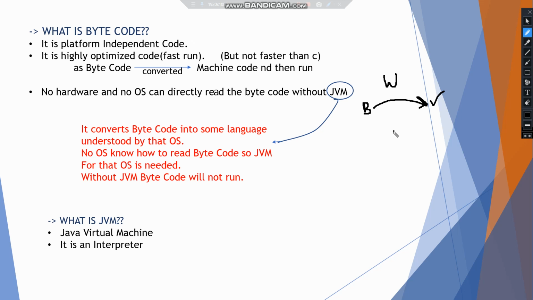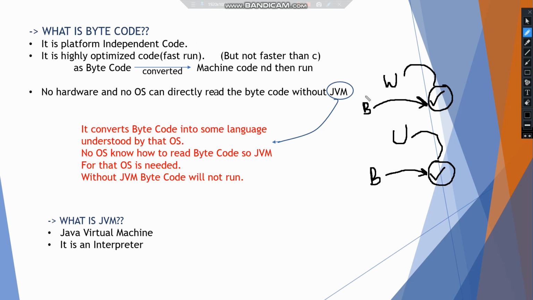Now suppose I am using Unix here. This bytecode will now be converted to a language that is understood by the Unix operating system. So both languages will be different, as this language will be understood by Windows and this language will be understood by Unix. No OS knows how to read bytecode, so a JVM for that OS is needed.